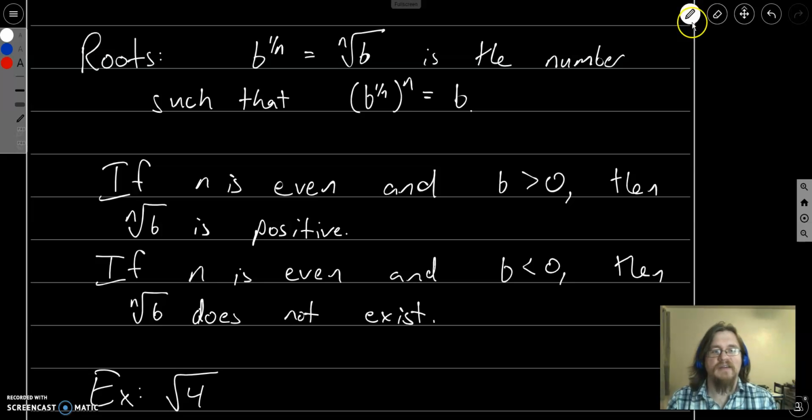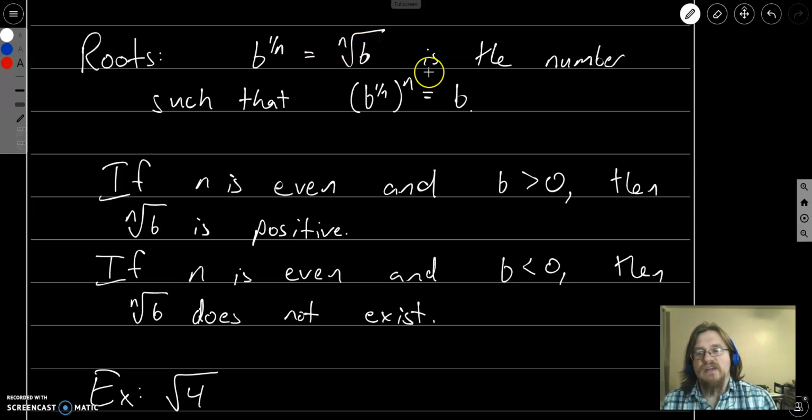Hello and welcome back. We will continue looking at exponents and we'll finish up with roots. These are specifically non-integer exponents. So when I write b to the 1/nth power, I can also write this as the nth root of b.